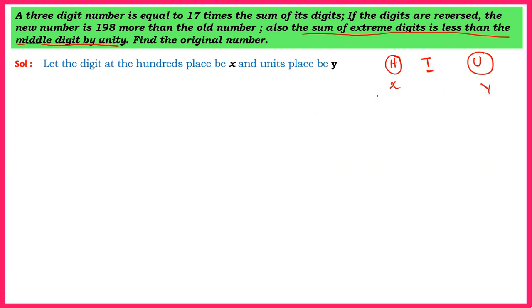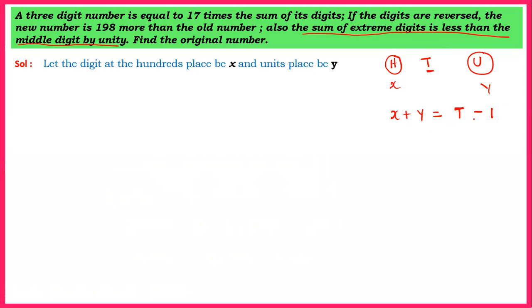Now how do I get the digit in the middle place, that is the tens place? Now look at this statement once again. The sum of the extreme digits, that means x plus y, is less than the middle digit, that is the tens place digit, which is called the middle digit. Right now I'll keep it as t, by unity. Now the word unit in mathematics means one. So whenever it says it increased by unity, or decreased by unity, or it is less by unity, it means ones.